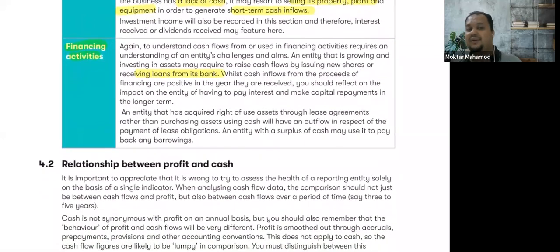Okay, so boleh tengok composition juga, the financing activities ni is more on the contribution from the shareholder atau contribution from the financing activities. Okay.